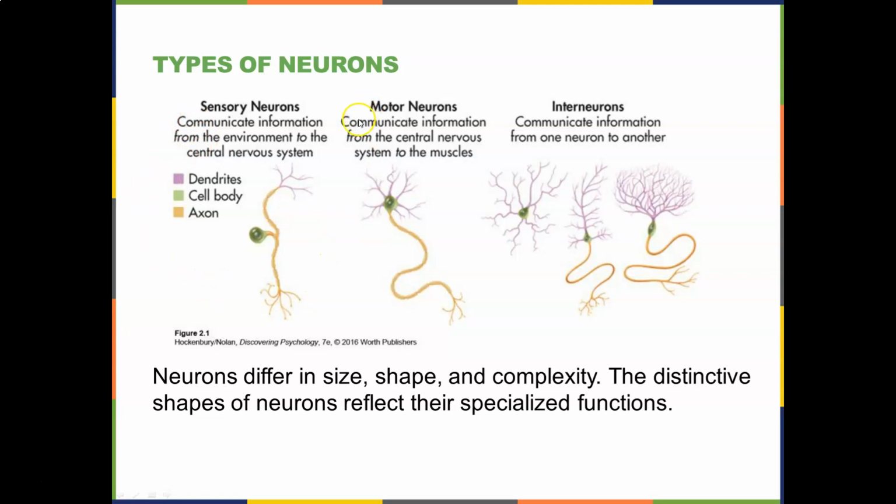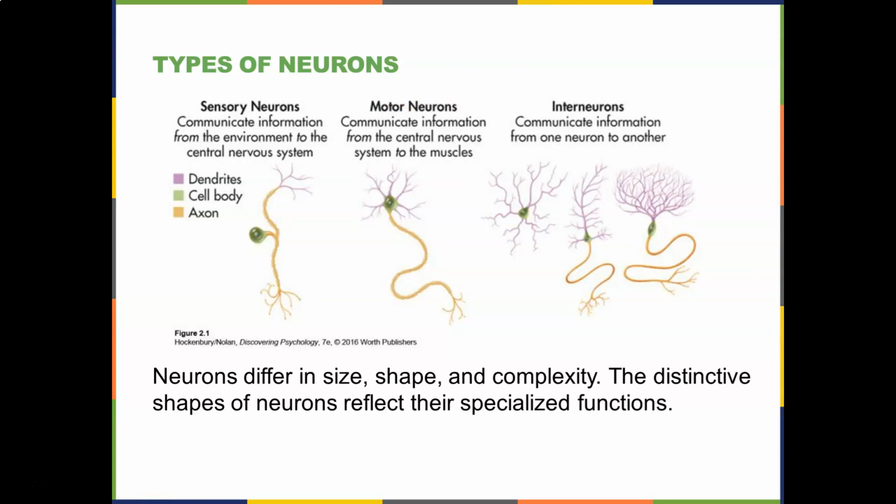Okay? Now the second type of neuron is what's called a motor neuron, and that communicates information from the central nervous system to the muscles. So basically, when an individual wants to do anything like write with a pencil or type on a computer, it's actually motor neurons doing the work. The third type of neuron that's important to know is what's called interneurons.